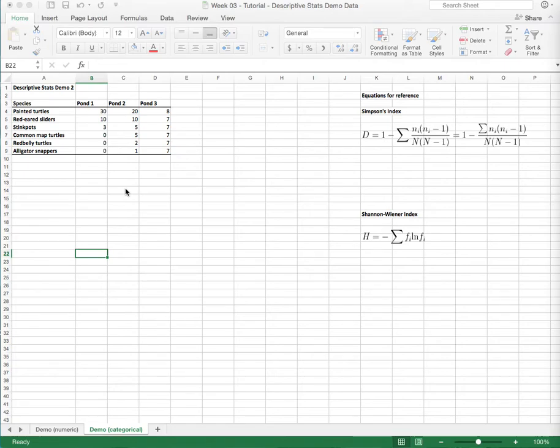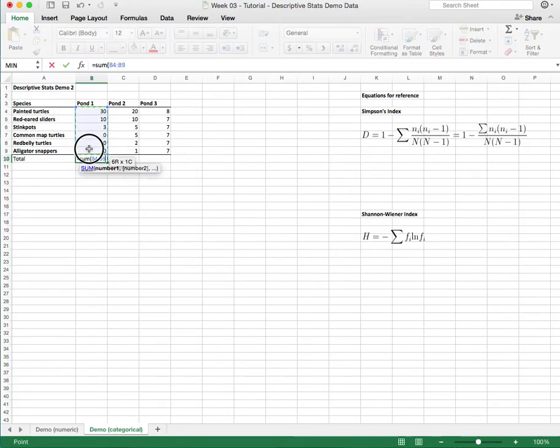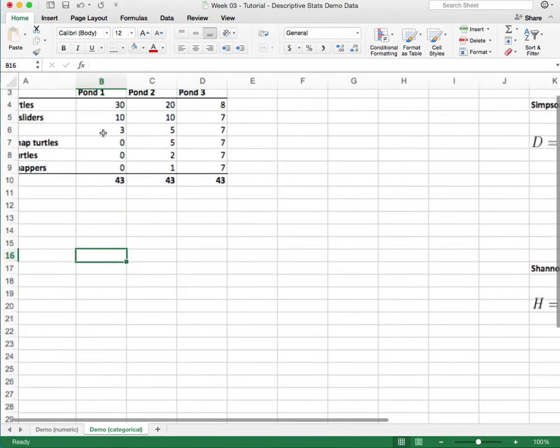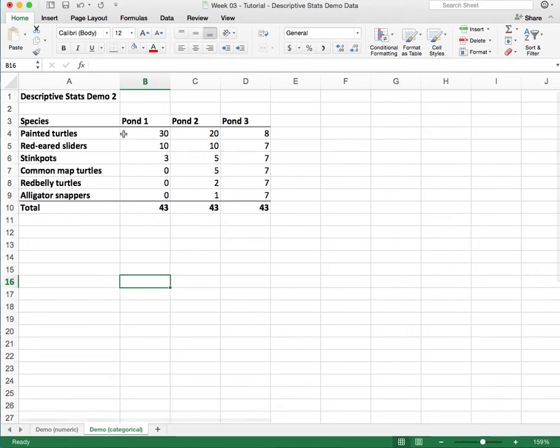So the total numbers, if we look here, we'll actually go ahead and just count up the total. So equals sum for our range there, and then we can copy this across. So you see that the total here is the same in each of the ponds, but you can see that I have altered, I'll go ahead and make this a little bit bigger, you can see that I have altered the evenness, the proportion of numbers of different species here.